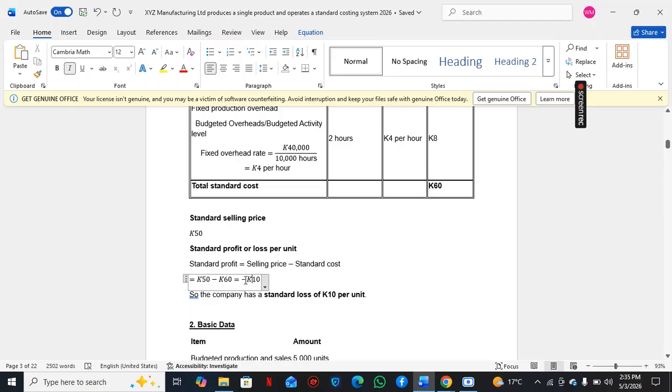So this company should change their standard selling price, because the standard cost they're incurring is greater than the selling price. All right. So for the standard cost card, we are done with this part here.